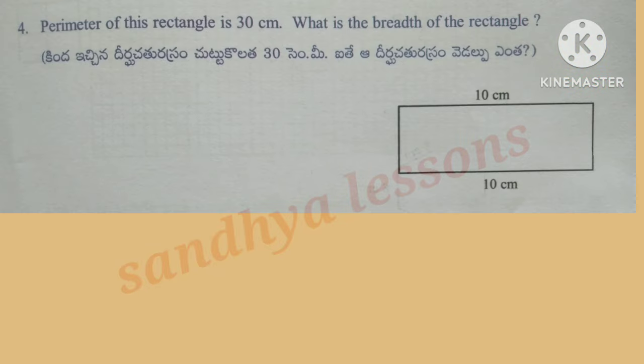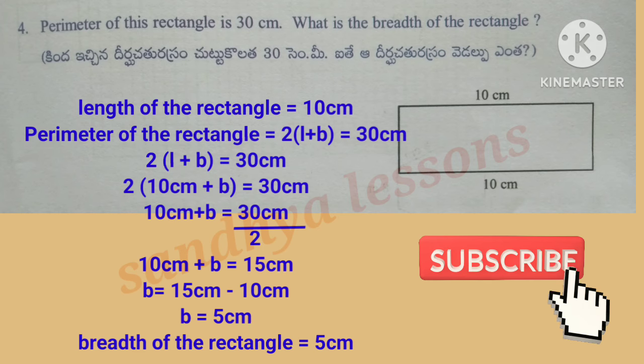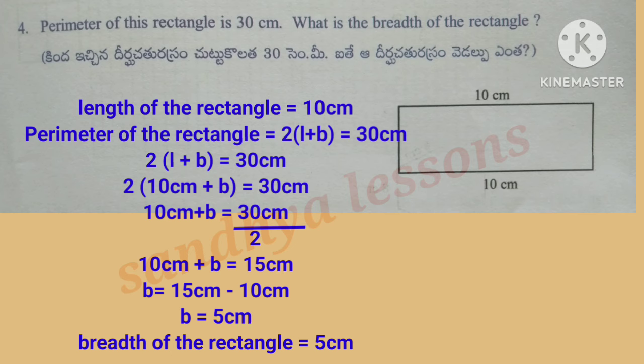Fourth problem. Perimeter of this rectangle is 30 centimeters. What is the breadth of the rectangle? Length of the rectangle is given as 10 centimeters. Solution. Length of the rectangle is equal to 10 centimeters. Perimeter of the rectangle is equal to 2 into (length plus breadth). That is 2 into (L plus B) is equal to 30 centimeters.